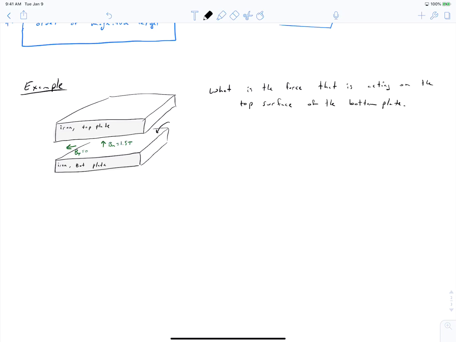We're going to assume that the cross-sectional area of the top surface and the bottom plate is 10 centimeters squared. And we're going to assume that the fields are uniform within that air gap. So please try this on your own. Press pause and press play when you are ready to watch me work the problem.